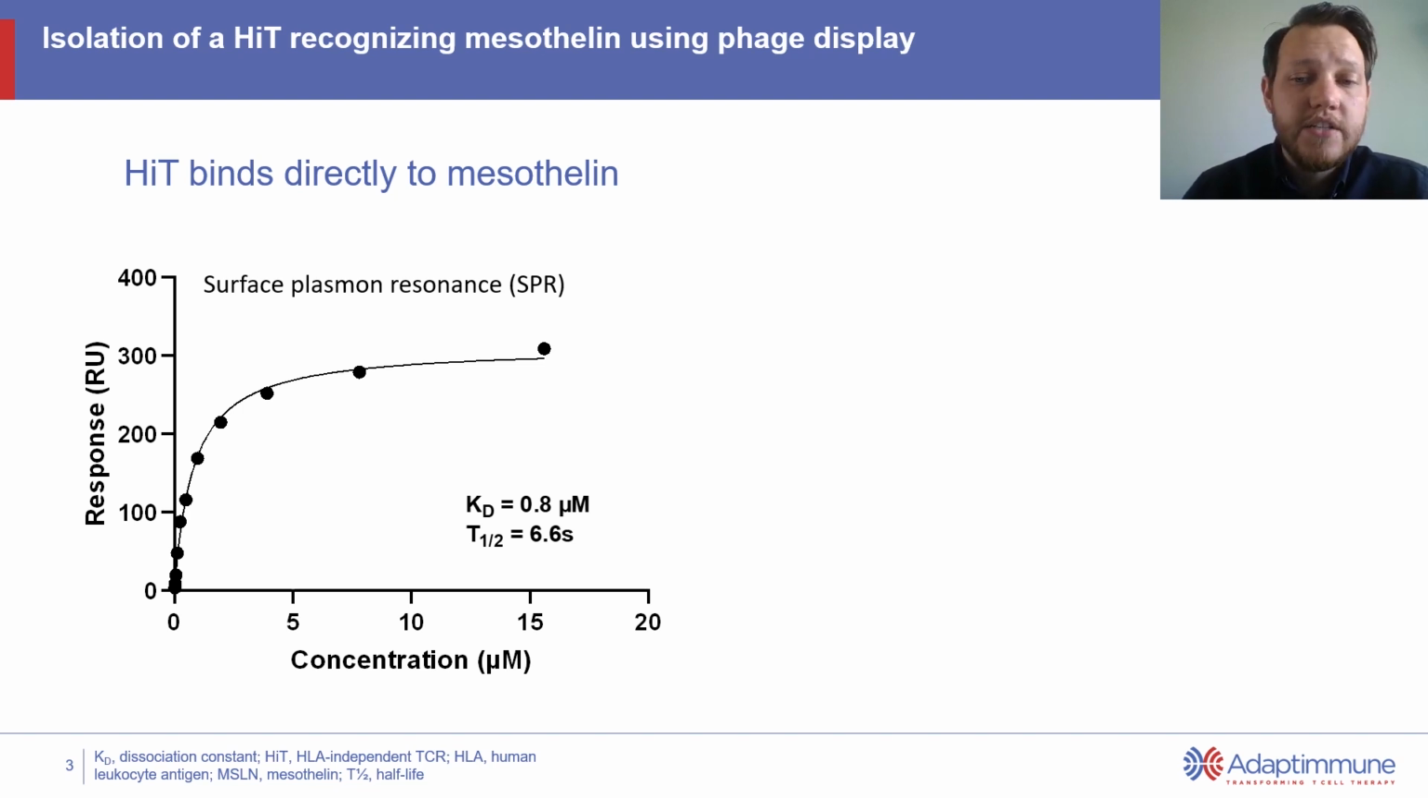One TCR bound to mesothelin as measured by surface plasmon resonance with a KD of approximately 1 micromolar. Whilst this affinity is in the range of an optimal TCR, it is still much lower than that of antibodies, which have low nanomolar to picomolar affinities.